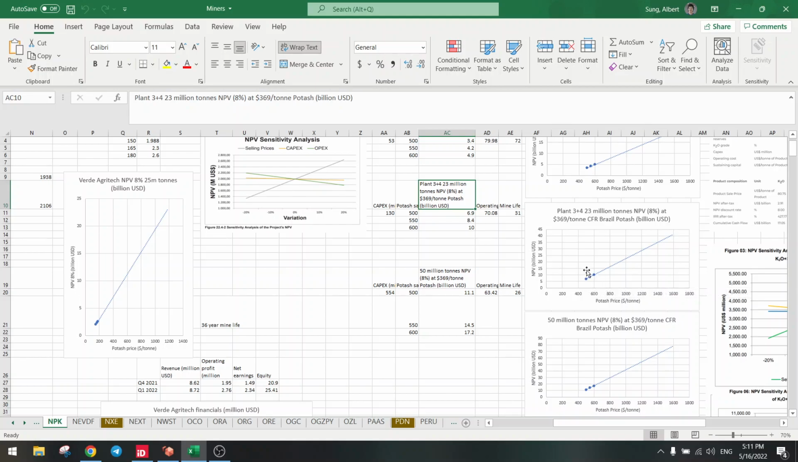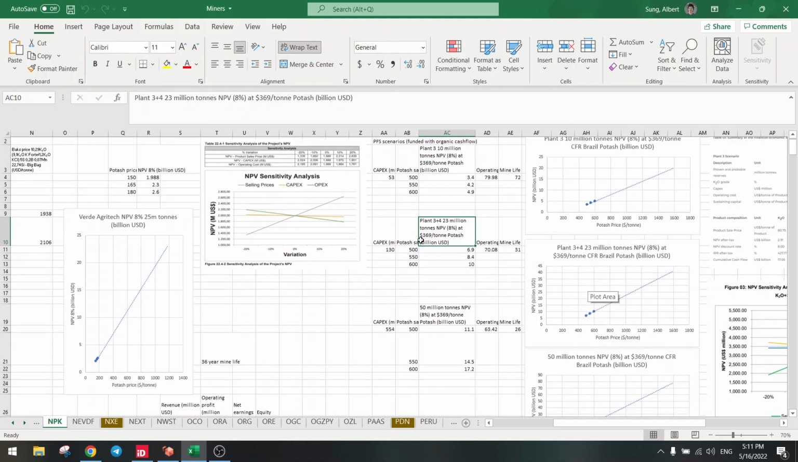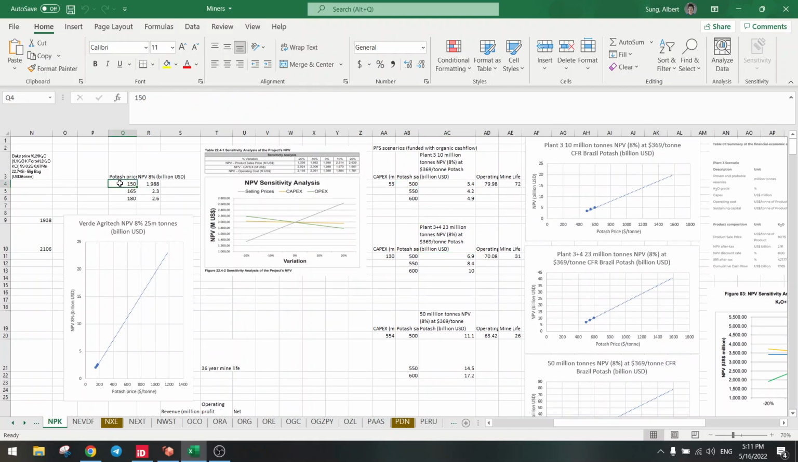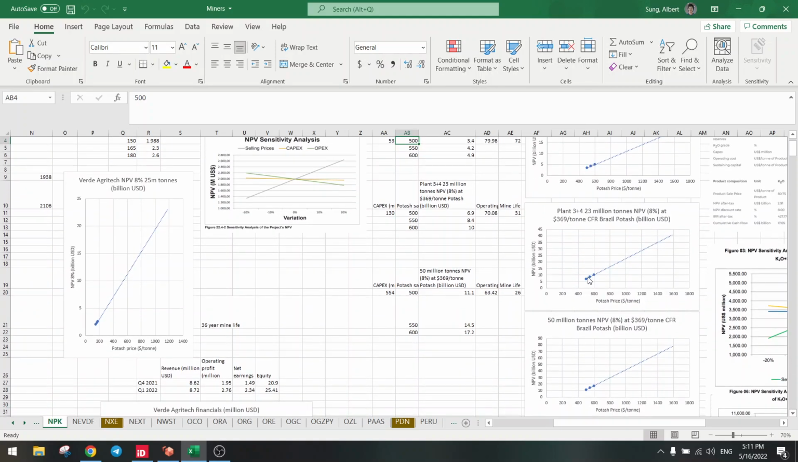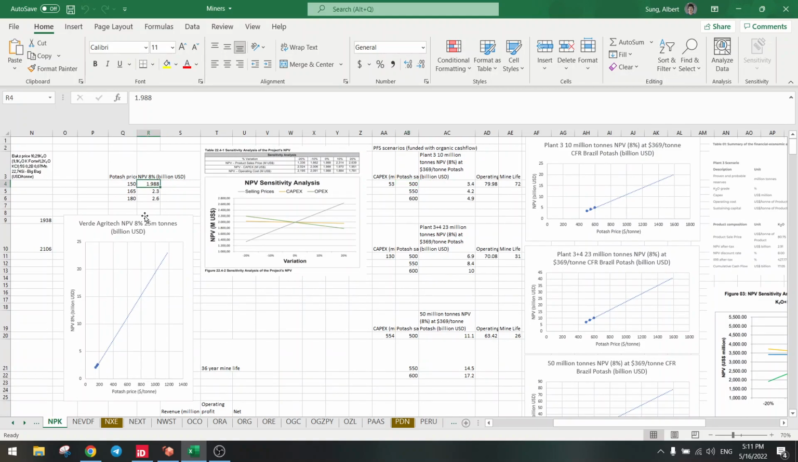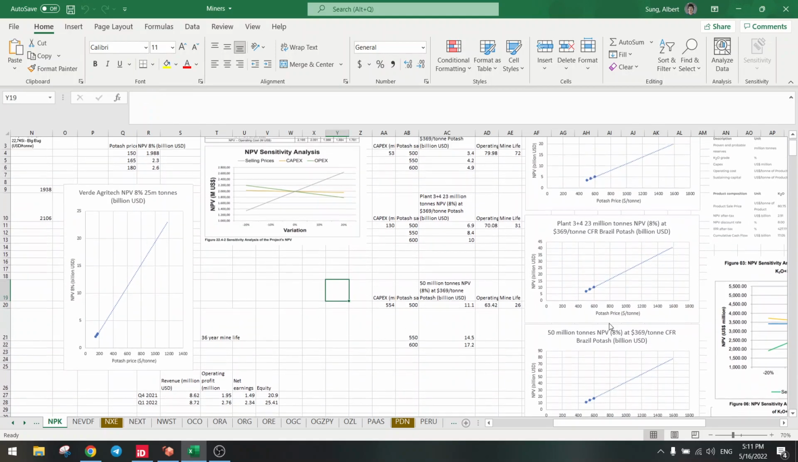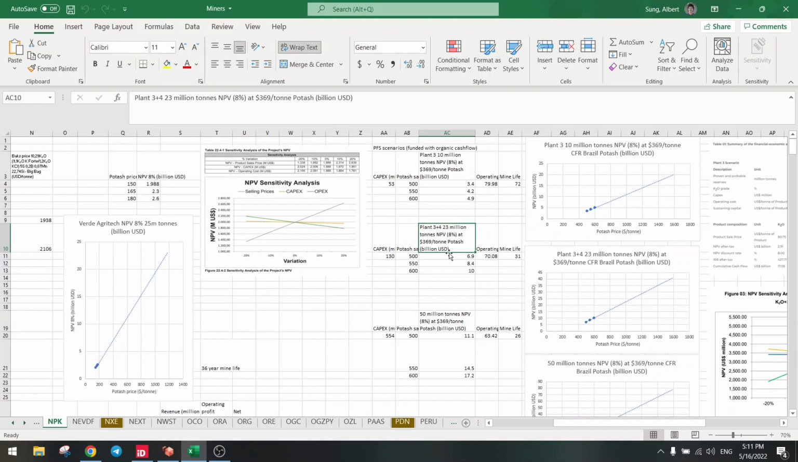So we are now saying that the selling price will be around 500 potash instead of 150 potash. So that's why we have a higher NPV at around 6 billion instead of 2 billion. So we actually doubled the NPV. We doubled the NPV because we can sell the potash at a higher price. So we went from 2 billion to 6 billion. And that's for the 23 million tons.